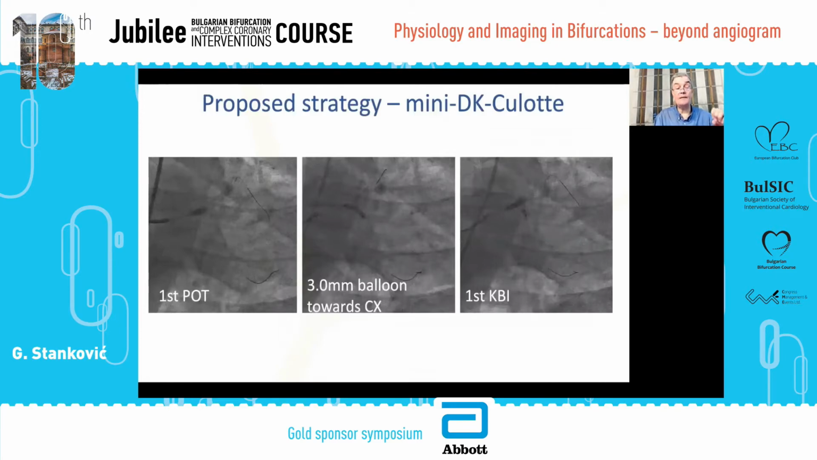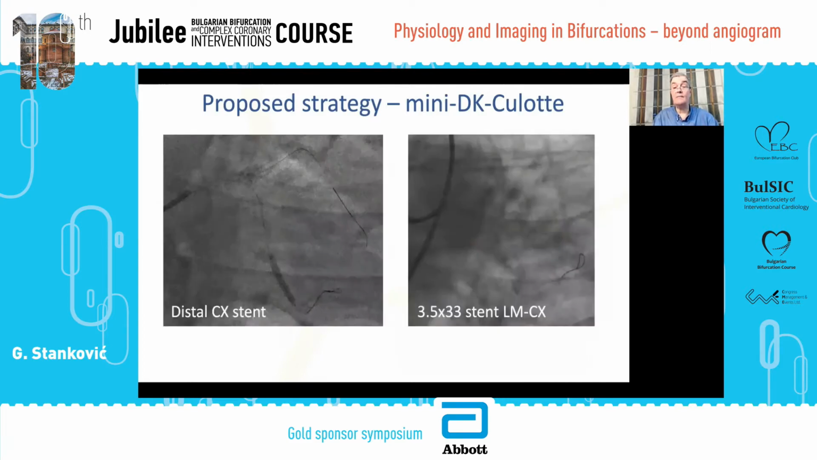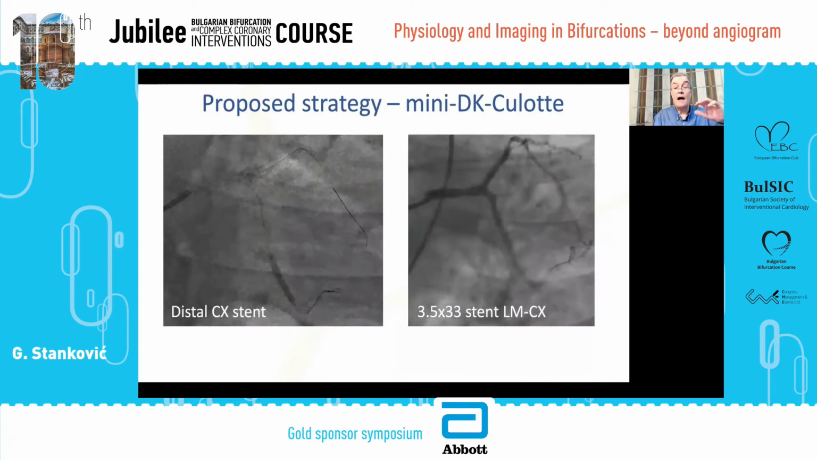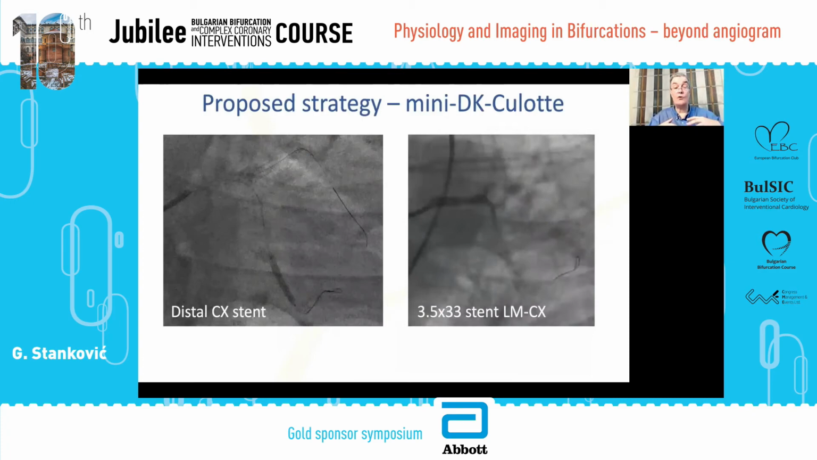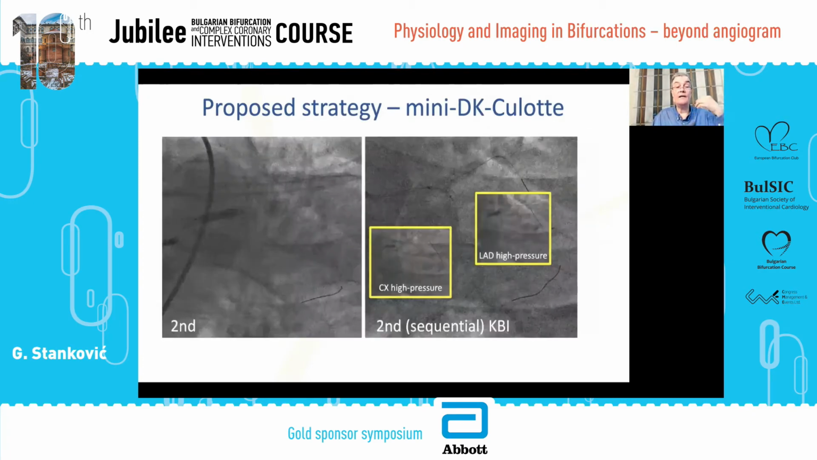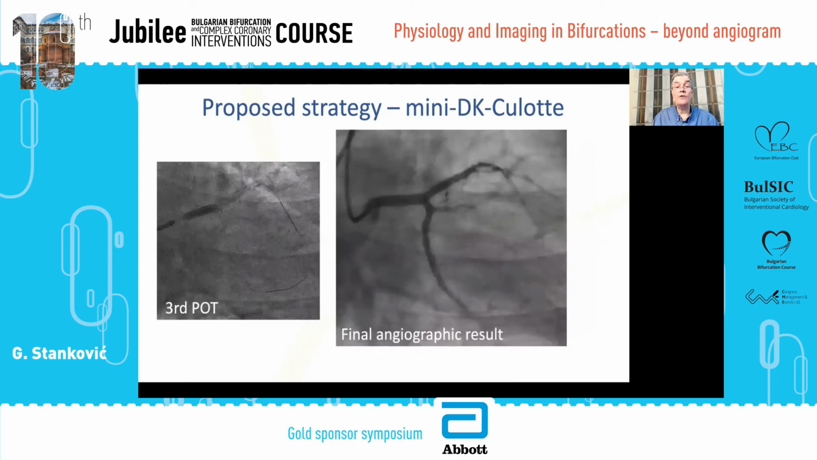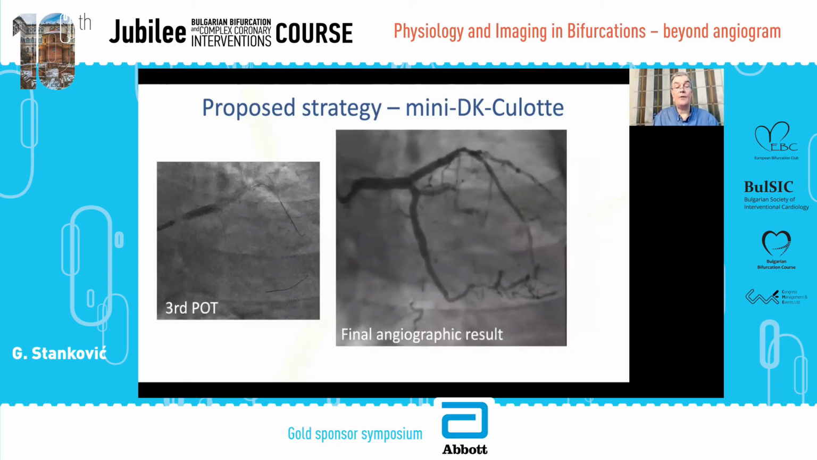So these are the steps. First, POT, then opening of the struts, first kissing balloon inflation. After we open the struts towards the circumflex, distal circumflex, direct stenting, and after that, second stent, high pressure, individual balloon inflation, and the final POT.